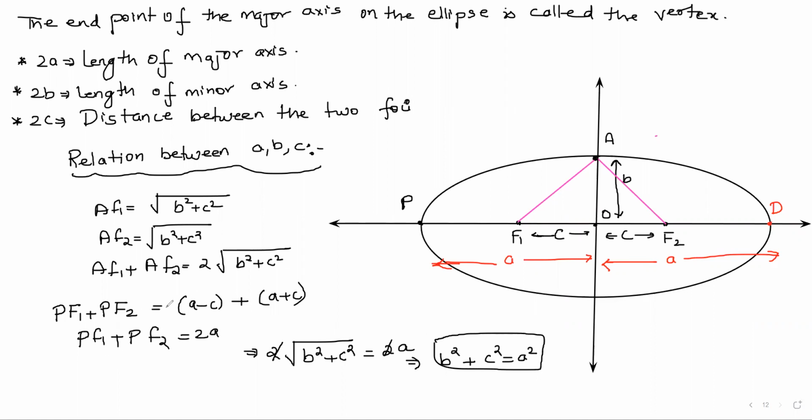Sir, will the distance from F1 to A and F2 to A be equal? In this particular case, when A lies at this point, these distances are equal. If any point is on the minor axis, then they will be equal. Because this is c and this is also b, that's why these two are equal. If you take any other point over here, then it is not necessary that this distance and this distance will be equal. Okay, sir.